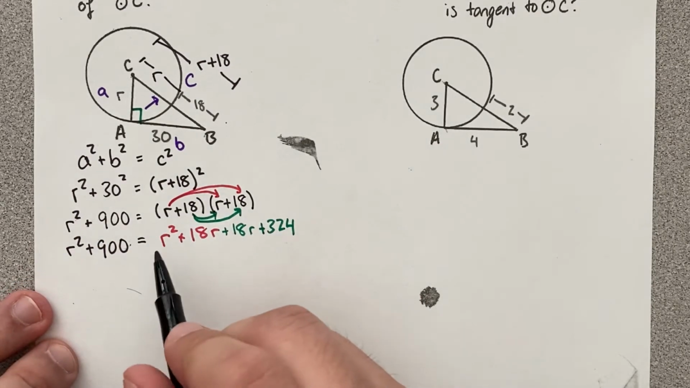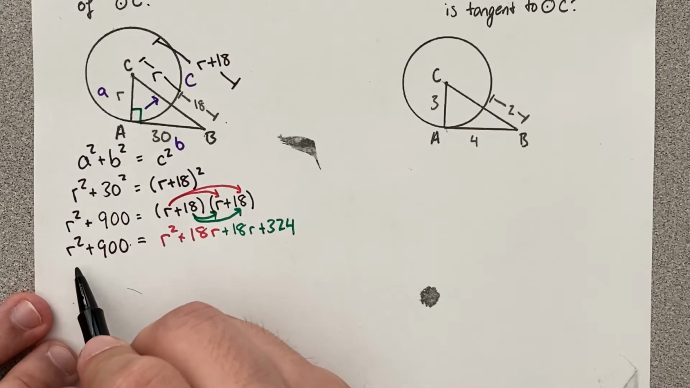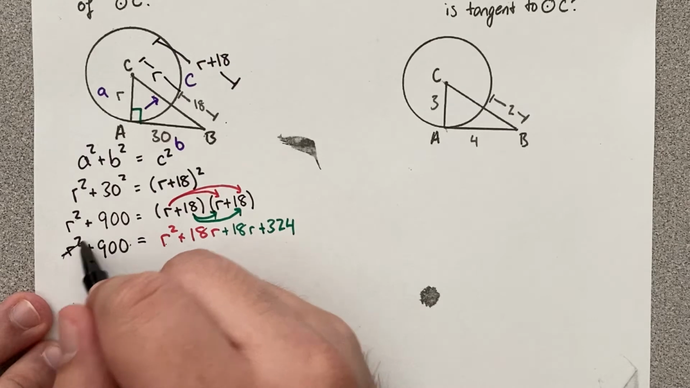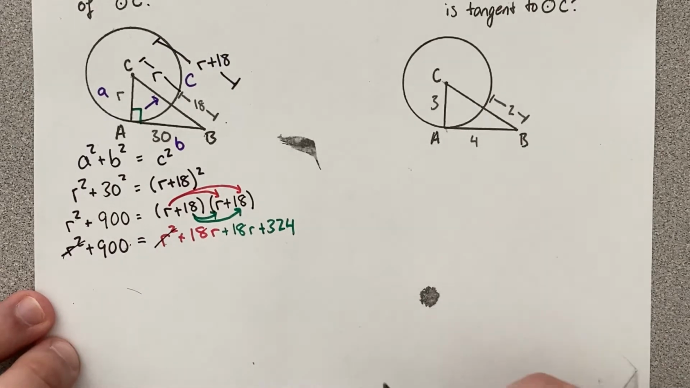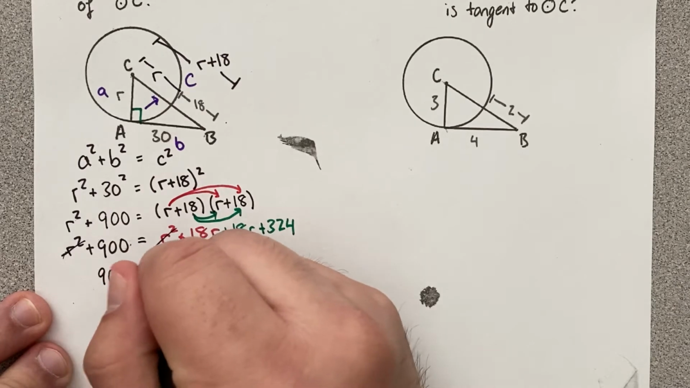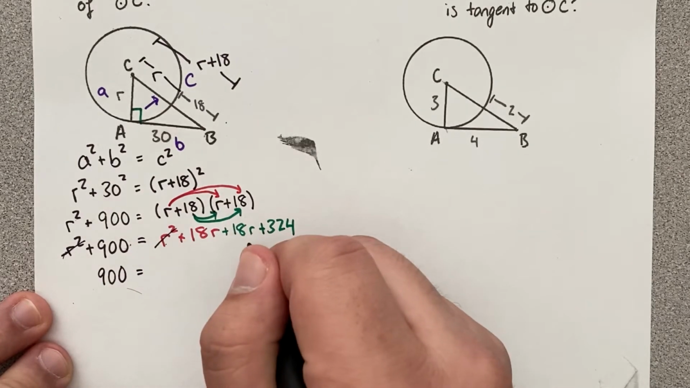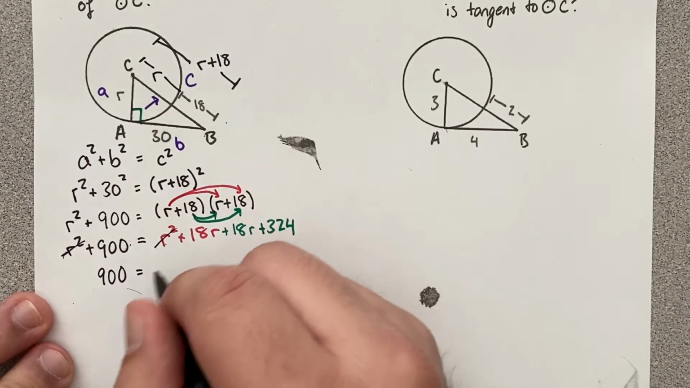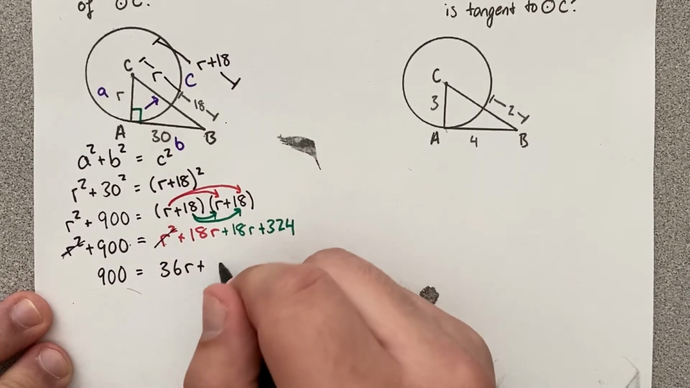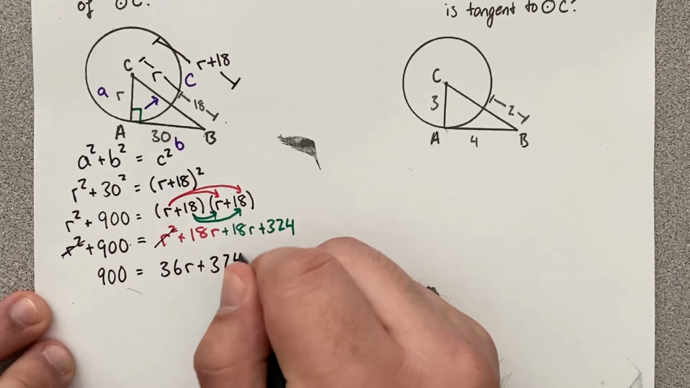One thing to note here is we have an r squared here. We also have an r squared here. If we subtract r squared from both sides, these simply cancel out, which is a very nice thing. I'm going to rewrite my next line as just 900 equals 18r plus 18r. I can combine those like terms to get 36r. Plus 324 comes down as it is.